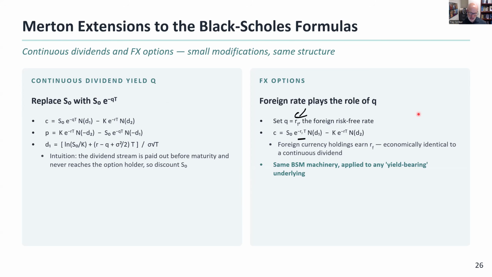So it's economically identical to the continuous dividend. Now, and then you use the same machinery. So it's thought of as exactly the same thing here. So if it's a dividend yield or a foreign currency, it still enters as a drag on the spot price. Okay.